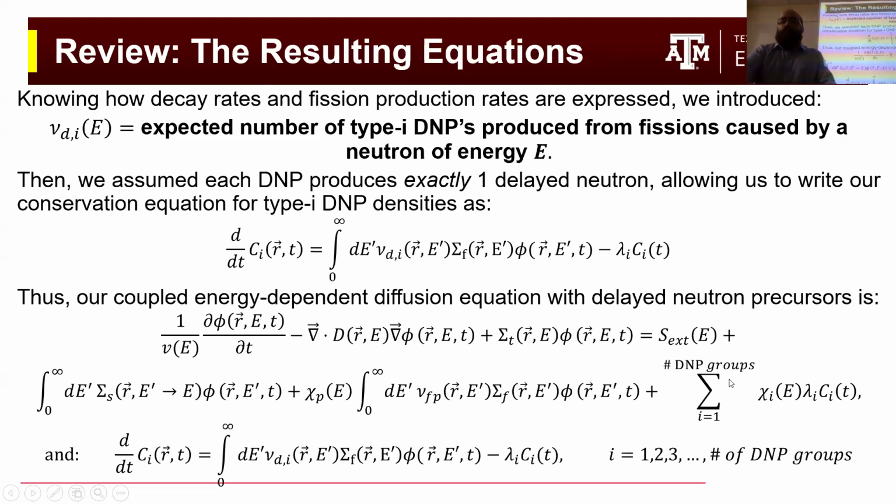And so this is our energy dependent diffusion equation, but now we've spelled out the form of the delayed neutron source term, and we also now have equations for each delayed neutron precursor concentration. So I represents the number of delayed neutron precursor groups. So we have one diffusion equation, and then if capital I is the number of delayed neutron precursor groups, we have capital I of these density equations. We have one for every group.